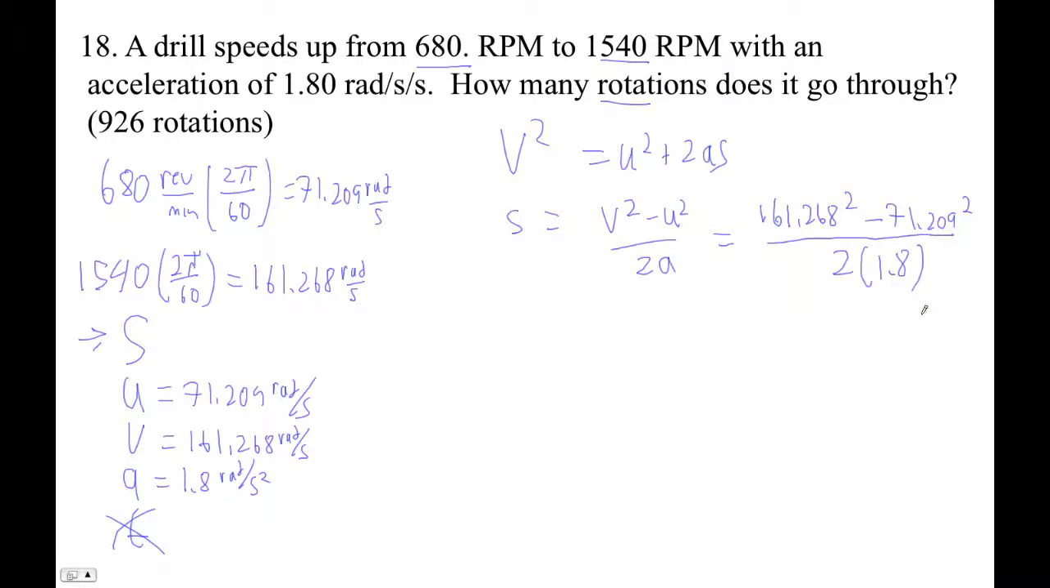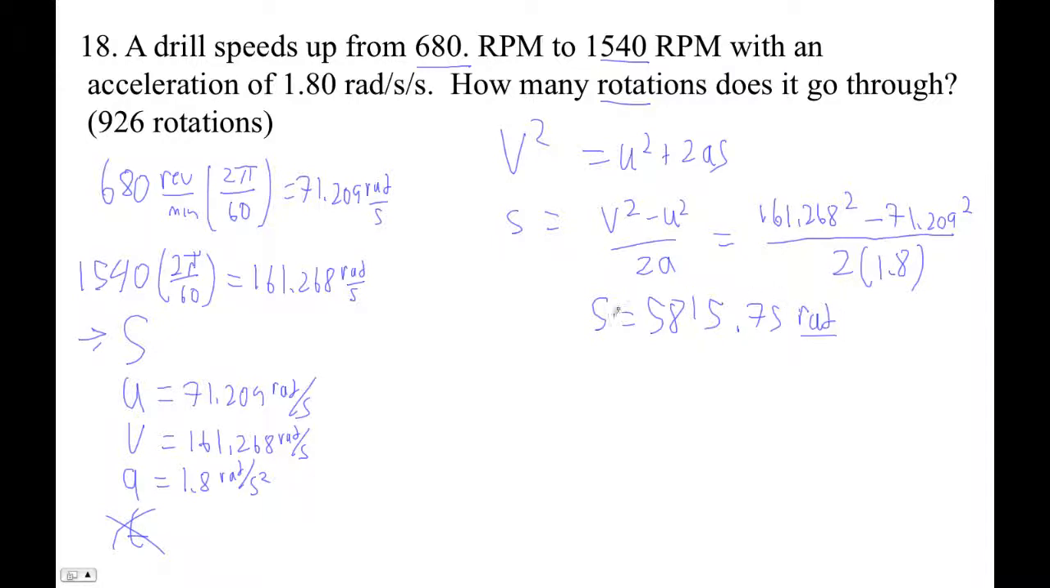Okay, so I've stored those values, so I'm going to go parentheses alpha V squared minus alpha U squared, because I don't need to type them in. Divided by 2 divided by 1.8. And I get S is 5815.75, and that is radians, right?